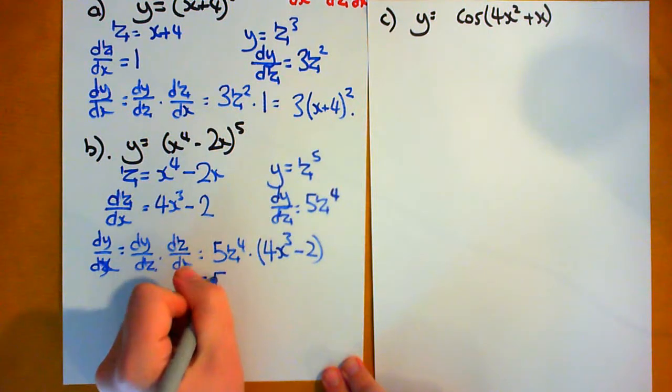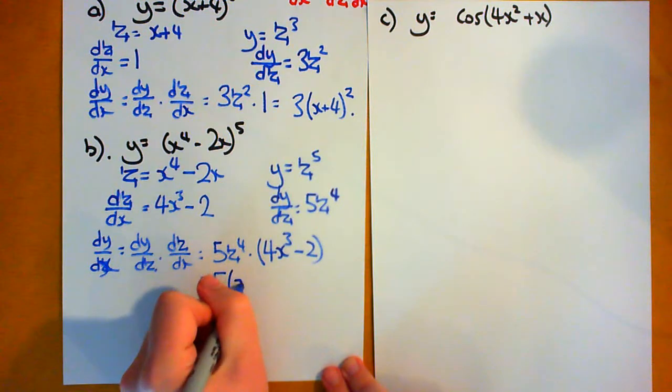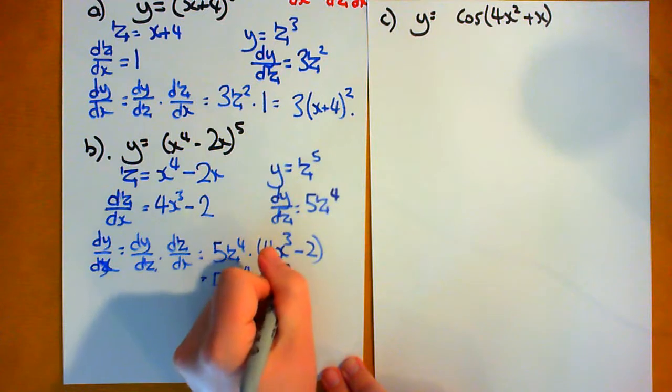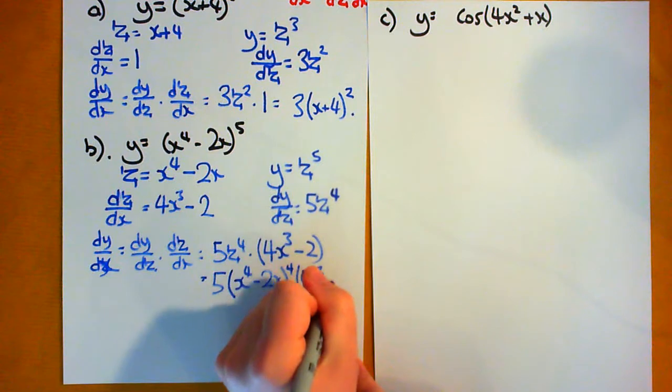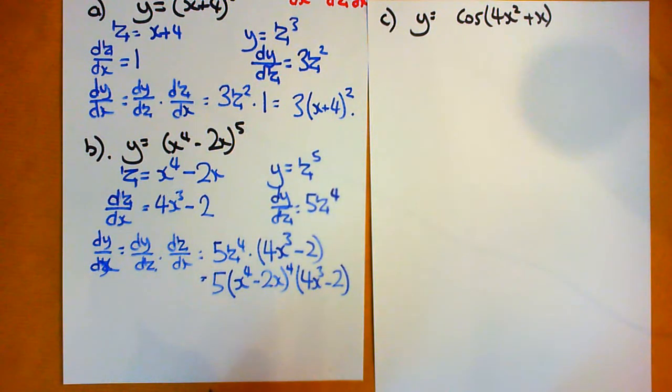And then we need to reverse substitute. So z was that bracket, x to the power of 4 minus 2x. So it's that bracket to the power of 4 multiplied by 4x to the power of 3 minus 2. Okay, so we have our derivative of x to the 4 minus 2x to the power of 5. Differentiating that gives you 5 times x to the 4 minus 2x, whole bracket to the power of 4, multiplied by 4x cubed minus 2.